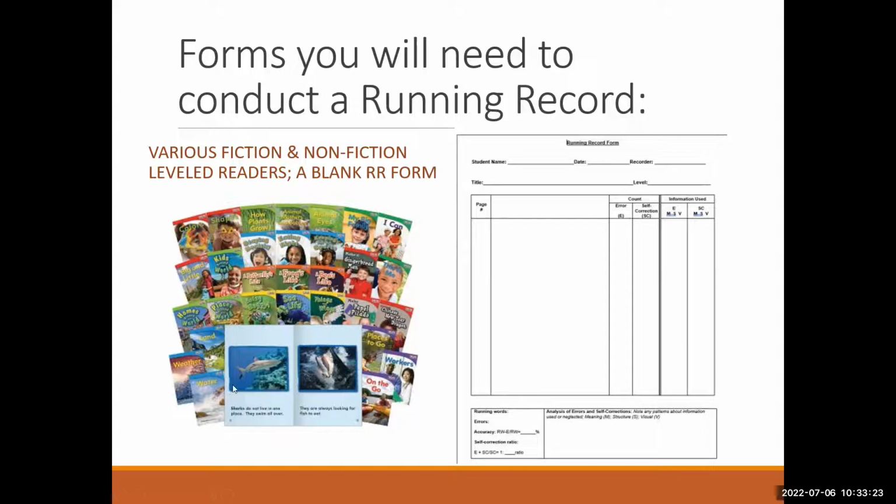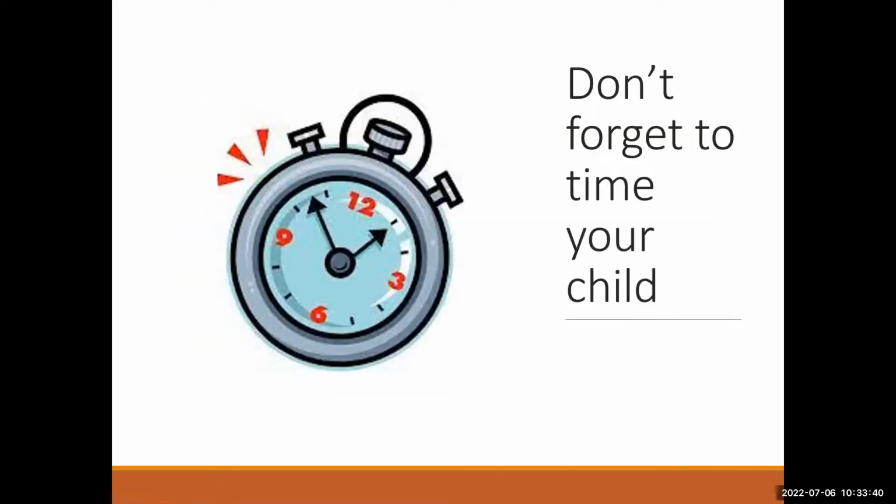So this is just a picture of what a leveled reader might look like. And then a blank form. And like I said before, you could use a blank sheet of paper and just draw out the columns and stuff. You don't have to have this fancy form, but it is helpful. And that's the traditional running record form, what it looks like.